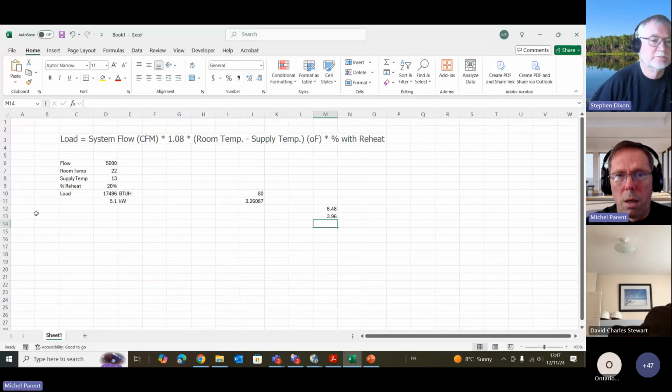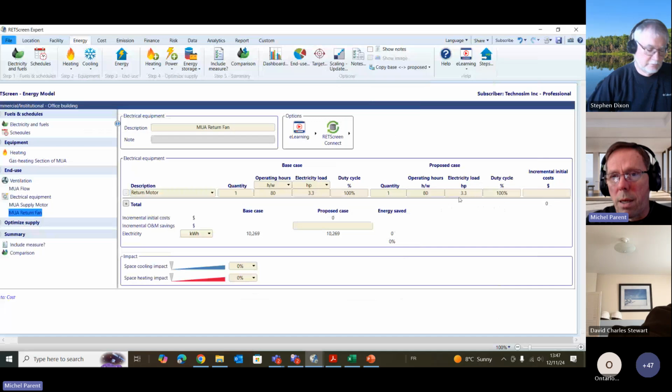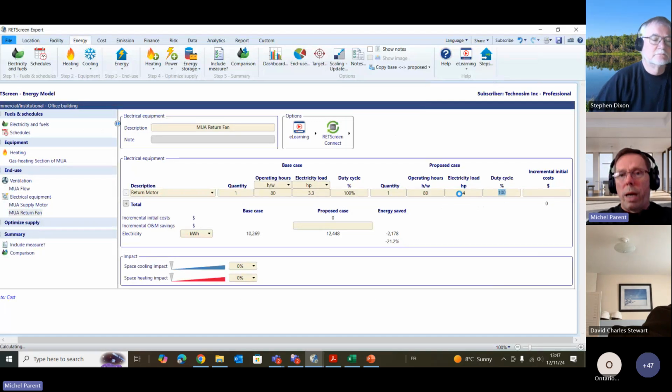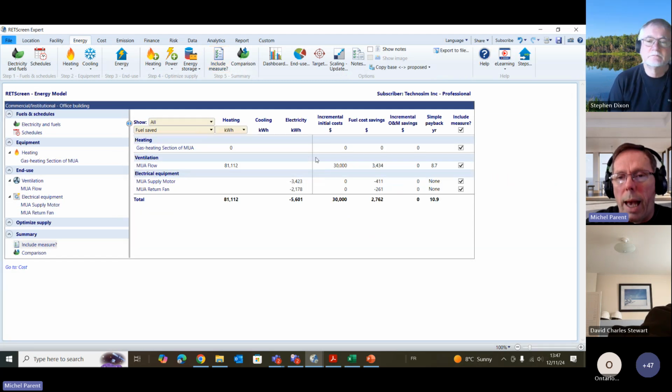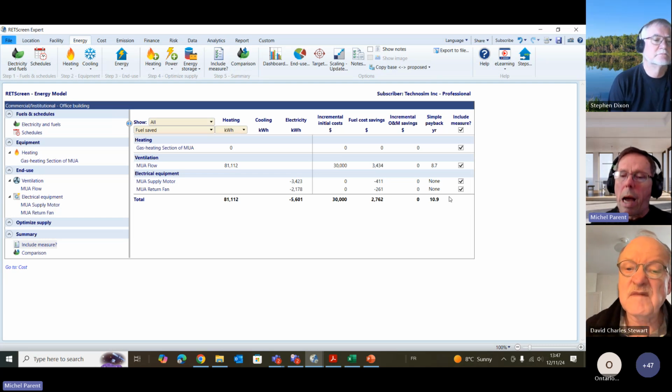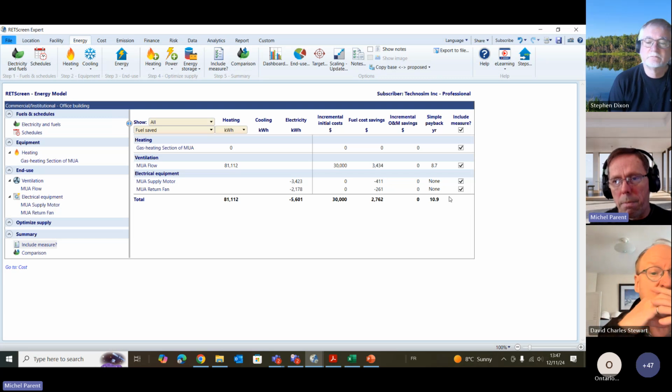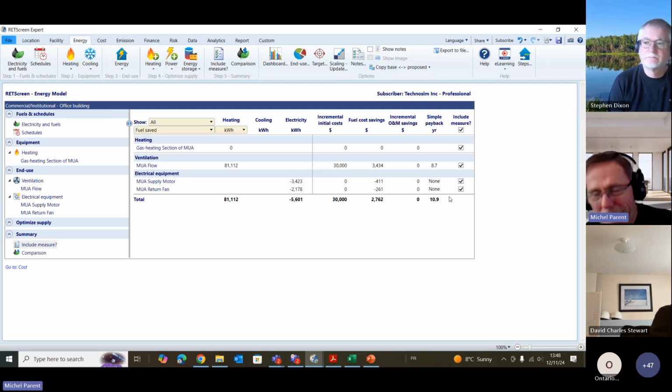3.4, call it 4. I call that 4, yes. Now we have our heat recovery system completely defined. I can go back to my include measure. And hopefully, as you saw, the payback went from 9 to 10.9. So to account properly for the impact of that system on the fan power, it does reduce our payback from 9 to 10.9. So if your payback threshold is 10 years, you'd be just above.